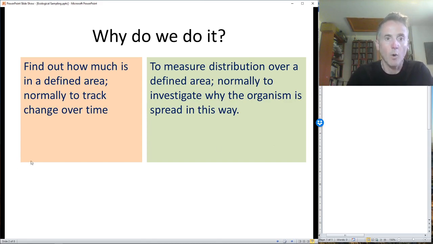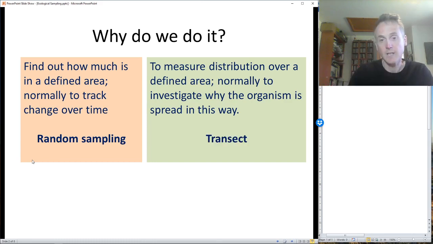And if you're doing that, then you do something called random sampling. The other one is to measure distribution over a defined area, normally to investigate why the organism is spread in this way. That's when you perform a transect. So I might be interested in how pollution from a road affects the distribution of a plant species in a field. You also measure what's there biologically, and then you might take some probes around to measure the CO2 in the air or the SO2 in the air or the pH of the soil.